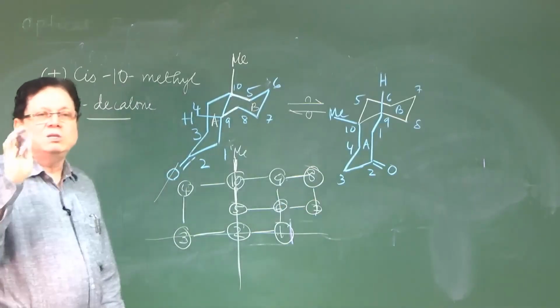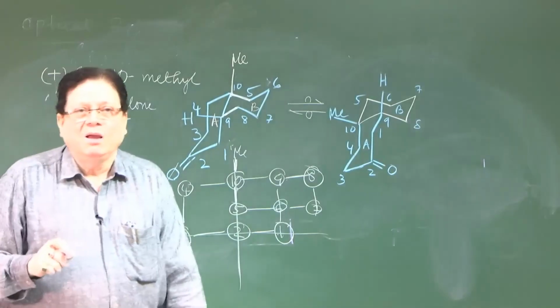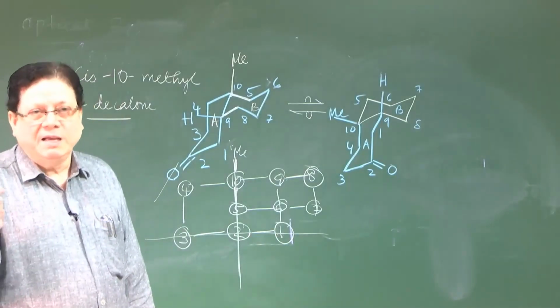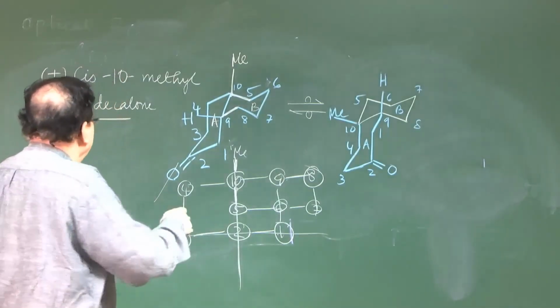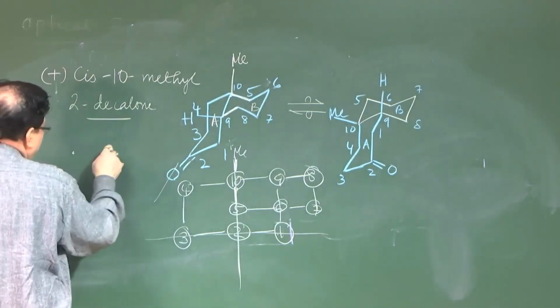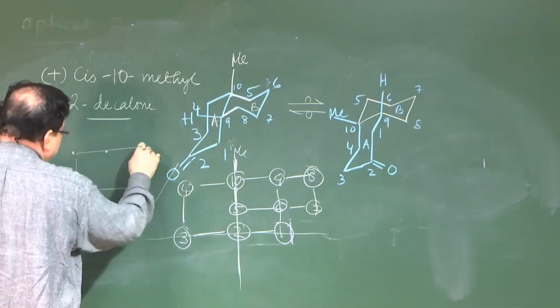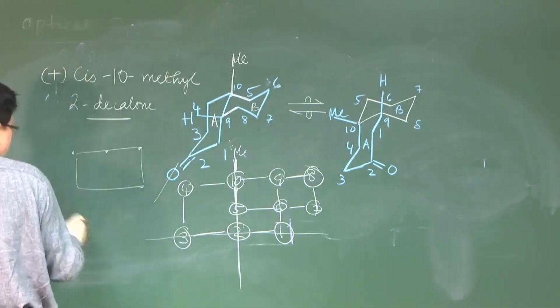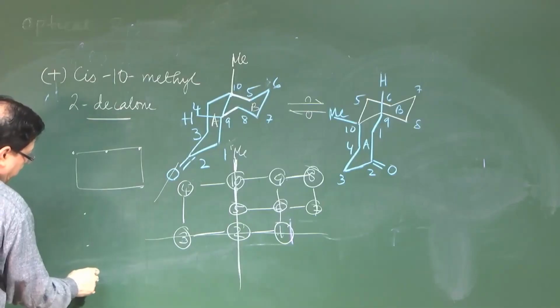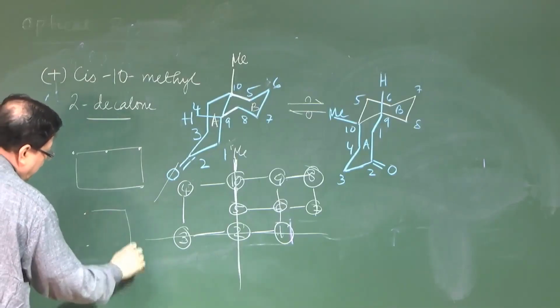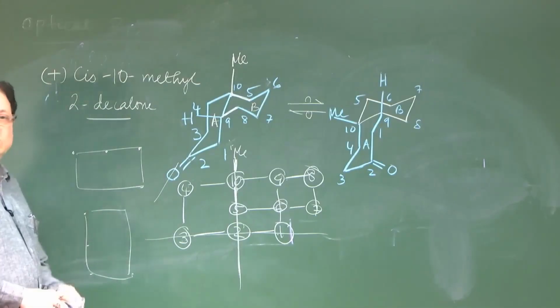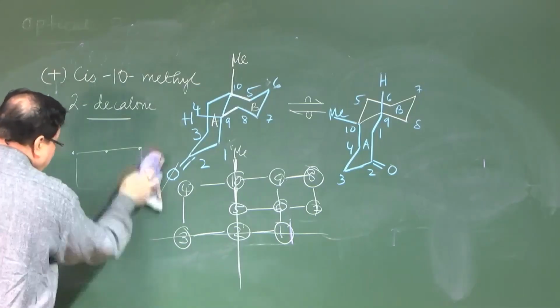Once again I repeat, once you have 4 dots available for a cyclohexane which comprises of 6, you can always tell: if you see the 4 dots like this, then you know that the projection will be like this. If the 4 dots are like this, then you know the projection will be like this. Okay, that is what I am saying. So, this is the projection.